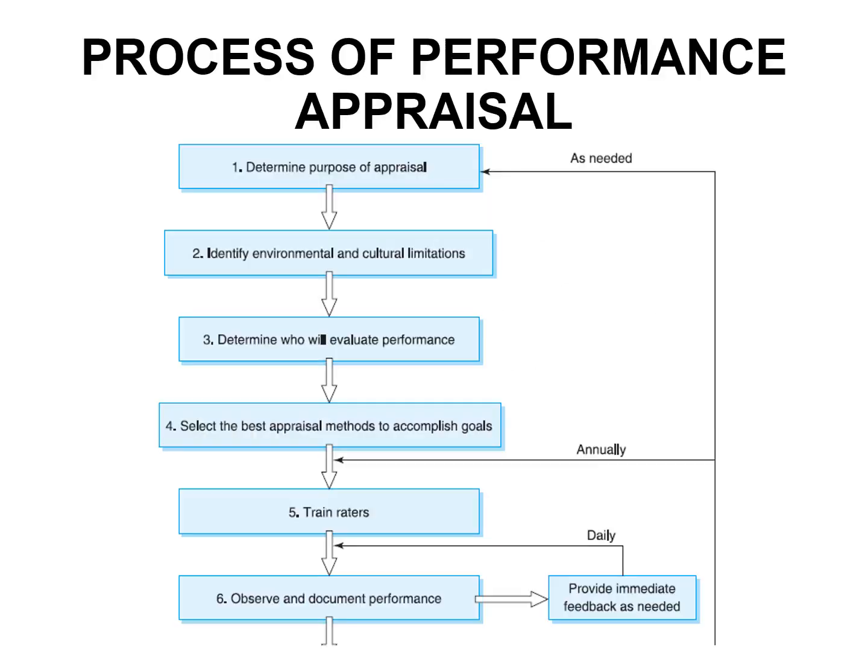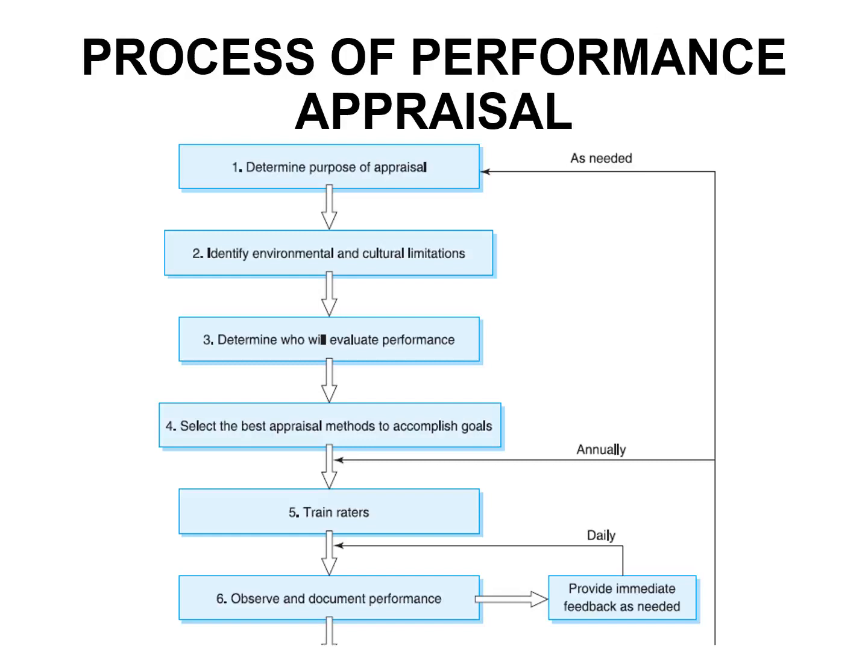All right, so here's the 10-step process of performance appraisal that I'm going to share with you. What you can see here on the screen are the first six steps in performance appraisal, and we're going to discuss them one by one. We shall begin with number one, determine the purpose of the appraisal. Number two, identify environmental and cultural limitations, followed by determining who will evaluate performance. Four, select the best method to accomplish goals, and then train raters. And for number six, observe and document performance.